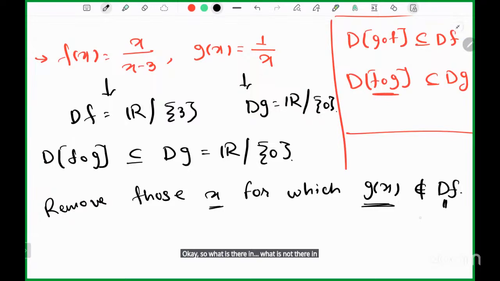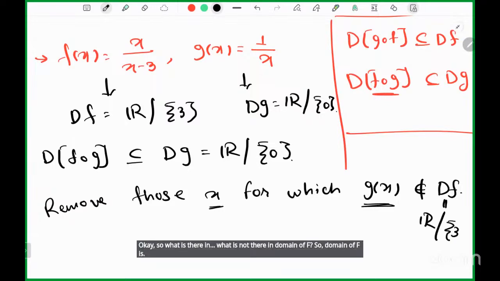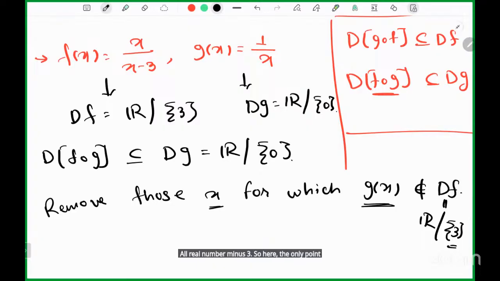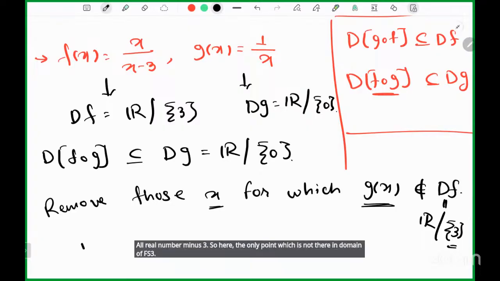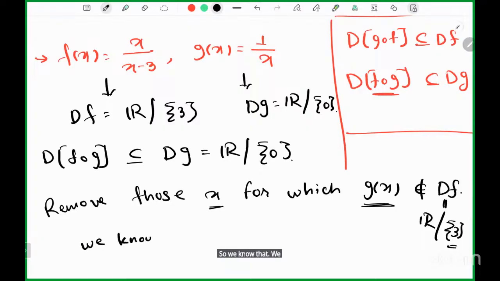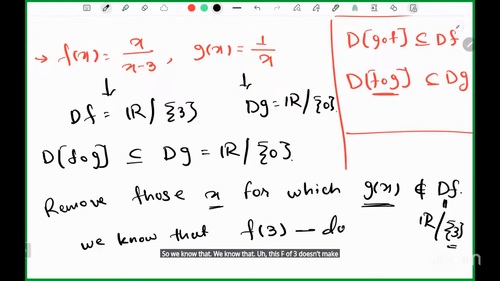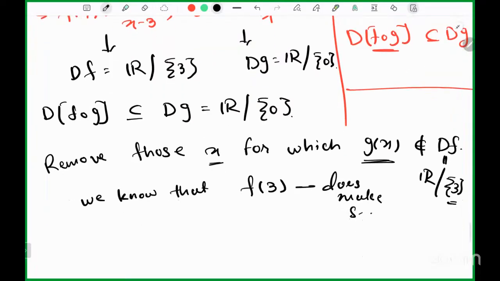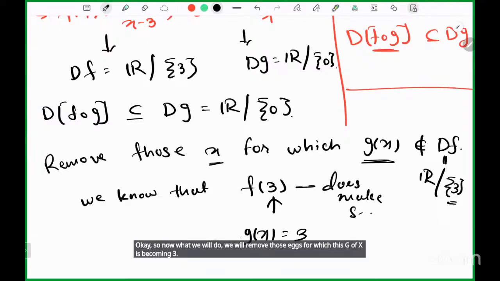Okay, so what is not there in the domain of f? The domain of f is the whole real numbers minus 3. So here the only point which is not there in the domain of f is 3. So we know that this f of 3 doesn't make sense. Right? So now what we will do, we will remove those x for which this g of x is becoming 3. We will remove those x.